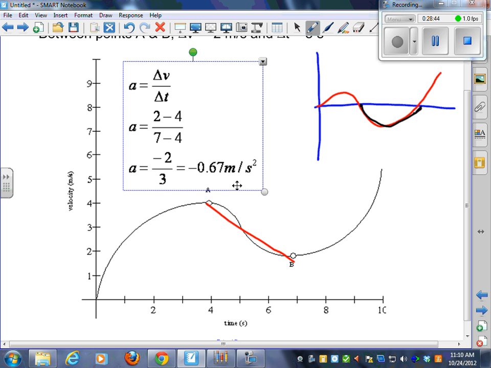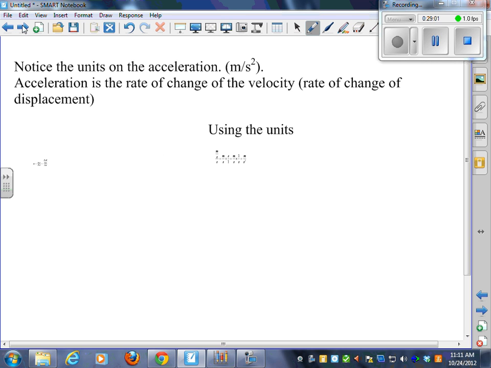Now, you might know this already. The units for acceleration are meters per second squared. I'm almost done, you guys. Connor, try and focus. The units for acceleration are meters per second squared. Okay, let's just briefly look at that. Acceleration is the rate of change of velocity.